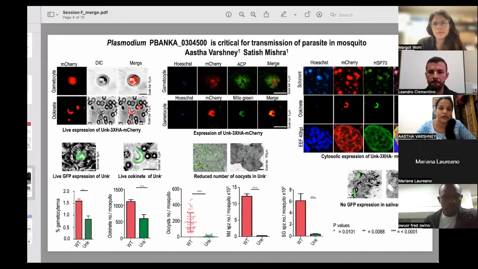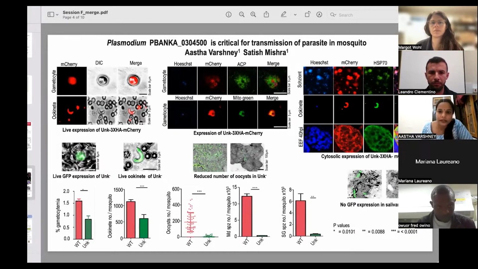We selected this gene because it was reported to be highly upregulated during the sporozoite stage. Many such genes are previously reported to be implicated in mosquito as well as liver stage development. To analyze its expression at the protein level, we tagged this gene with 3X HA mCherry and demonstrated its expression during all the stages of Plasmodium, and found that it's highly expressed in the schizont stage, gametocyte stage, ookinete stage, as well as in liver stage development.